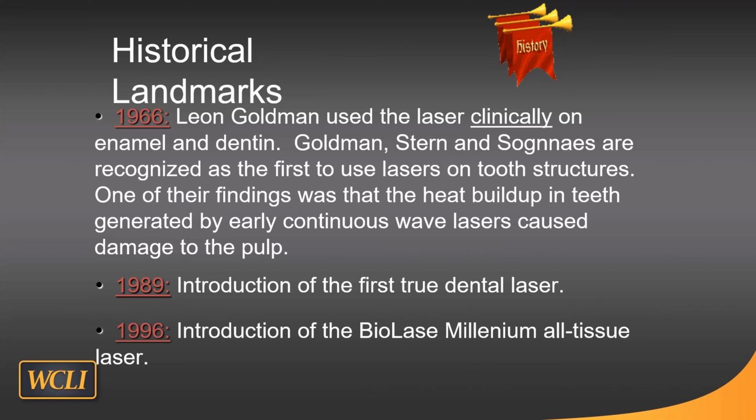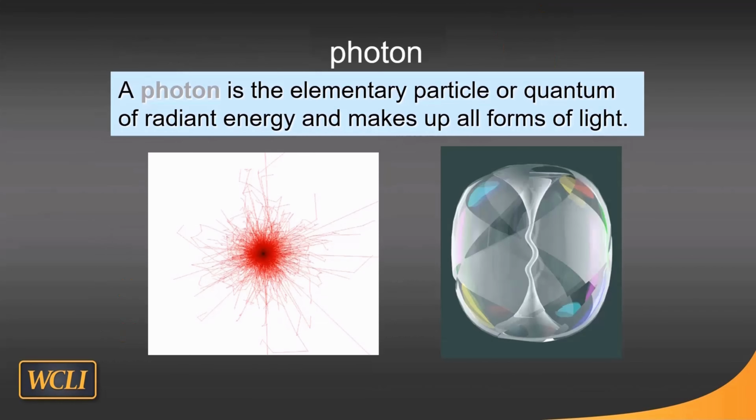So just as an atom is the smallest particle of matter, a photon is the smallest particle of light, and that's actually what creates any light, whether it be normal natural light or laser light.